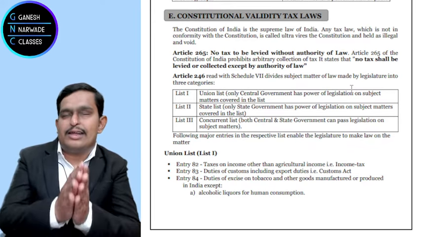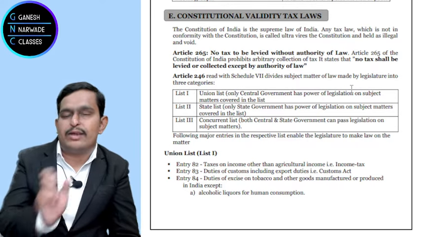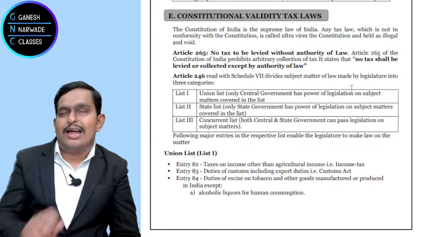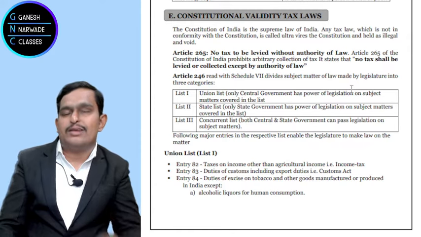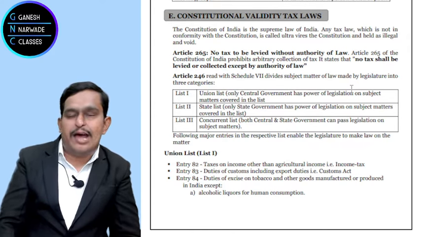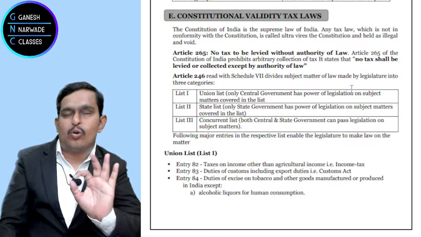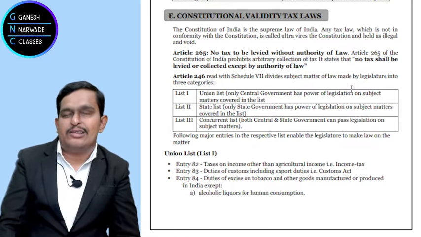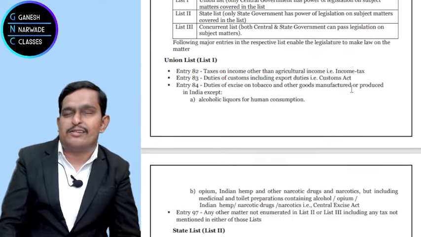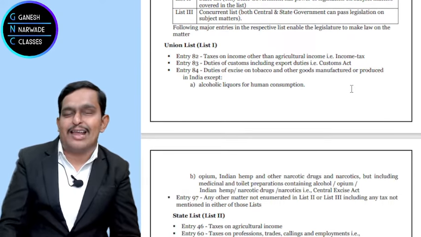List 2 items are covered where state government can make the law. List 3 items are covered where both can make the laws. Now list 1 let's discuss, and I am restricting it to only taxes because many other areas are there. As of now if I try to discuss, then it will become a constitution class. We are in a tax class, right?